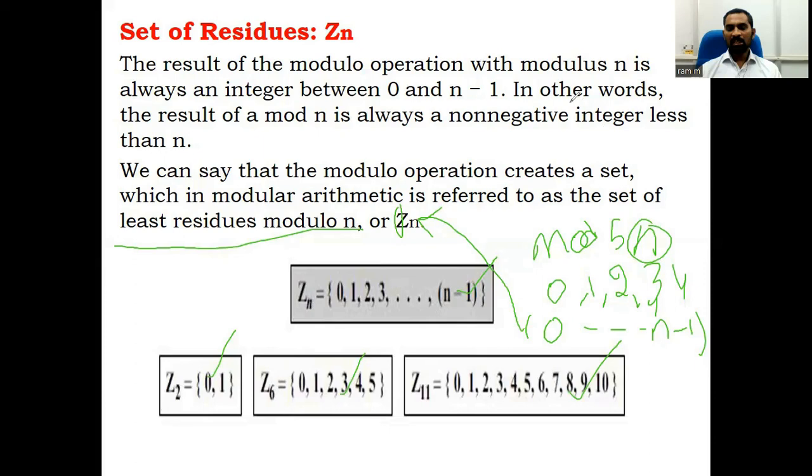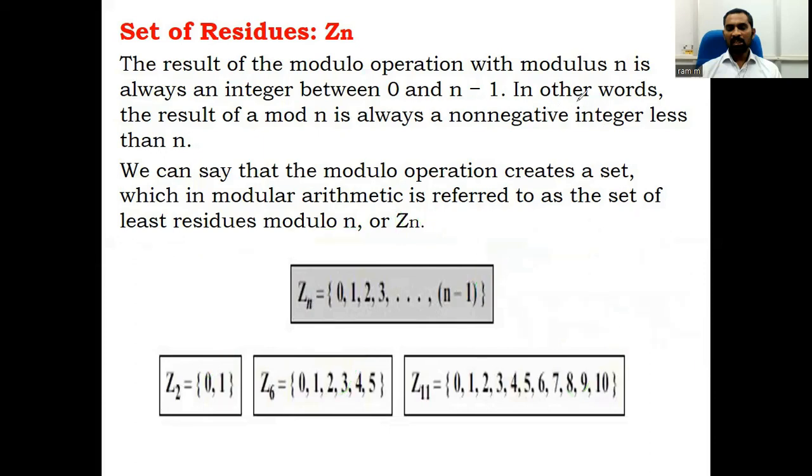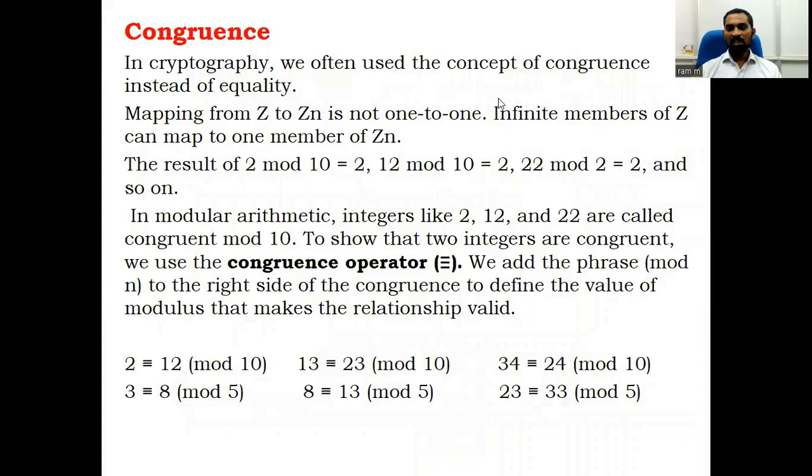Now we are going to see the next concept, called congruence. Congruence is like equality. In modular arithmetic, when you apply a modular operation with respect to a particular value, if two integers give the same residue, then we can say those two are equal. But in modular arithmetic, this equivalence we represent by using an operator called the congruence operator.